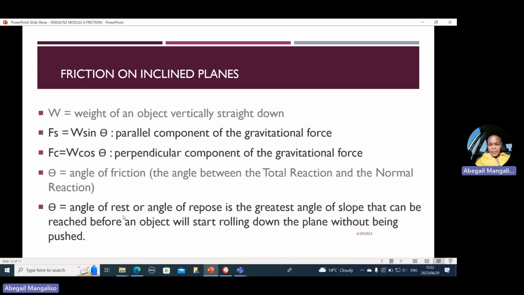Theta is the angle of rest or angle of repose. When we define it, it is the greatest angle of slope that can be reached before an object starts sliding down the plane without being pushed. But the angle of friction, you define using where it is located: the angle formed between the total reaction and the normal force.